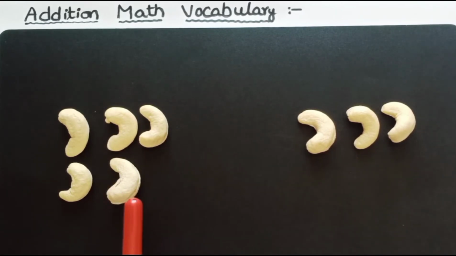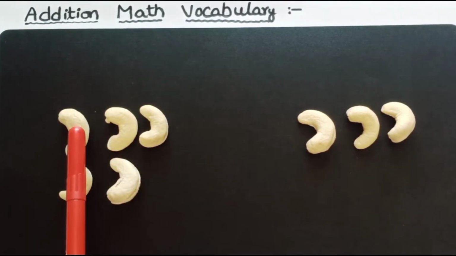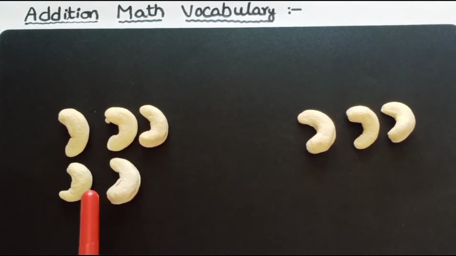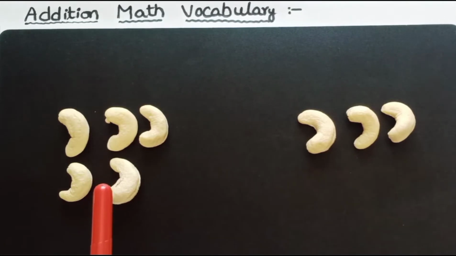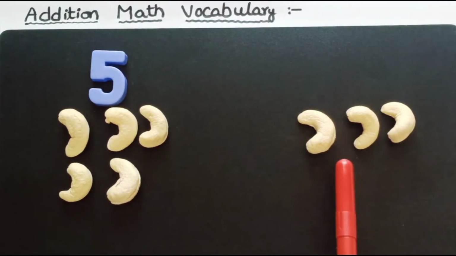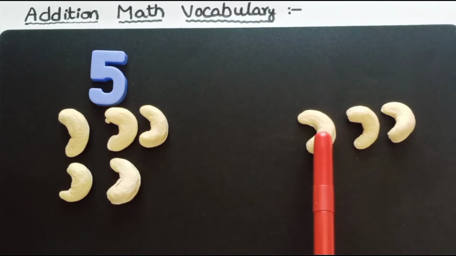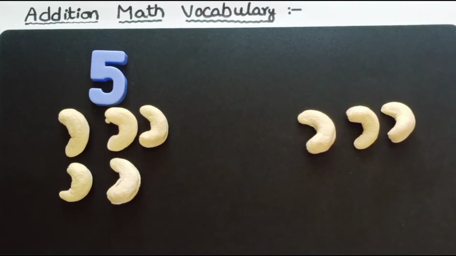There are two sets of objects. What is the physical object here? Yes, it is cashews. How many cashews are here? They can count like 1, 2, 3, 4, 5. So here how many cashews are there? There are 5 cashews. And here is one more set. In this set how many cashews are there? Yes, there are 1, 2, 3. There are 3 cashew nuts.